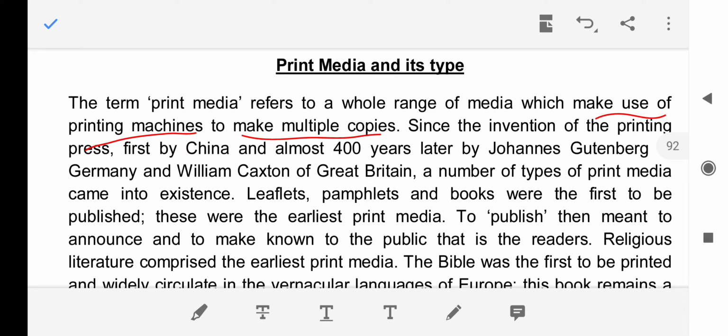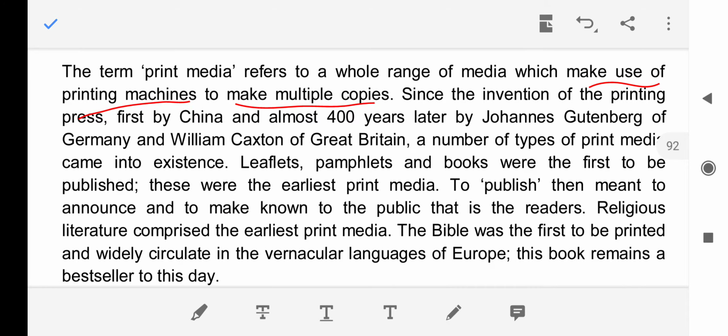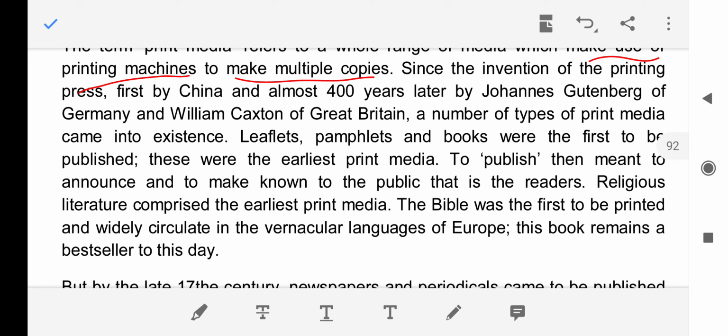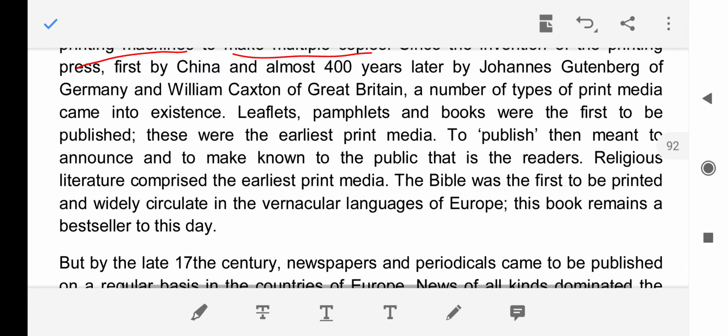Since the invention of the printing press by China first, and almost 400 years later by Johannes Gutenberg in Germany and William Caxton of Great Britain, a number of types of print media came into existence. Leaflets, pamphlets, and books were the first to be published. These were the earliest print media.